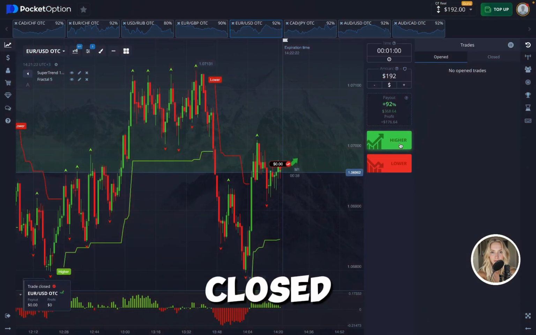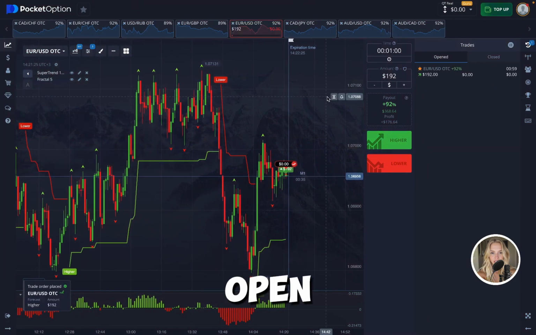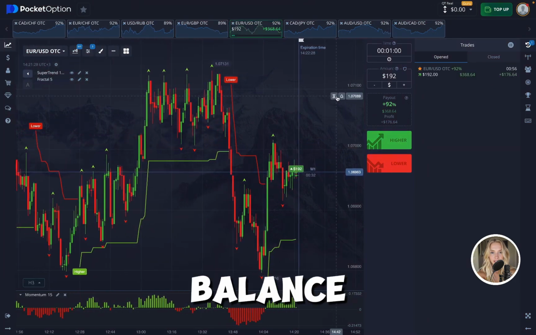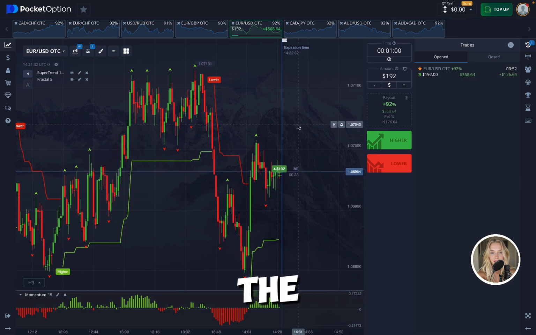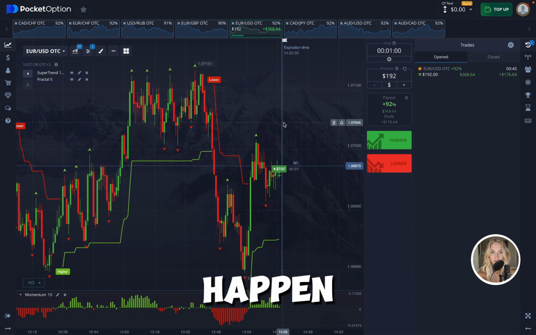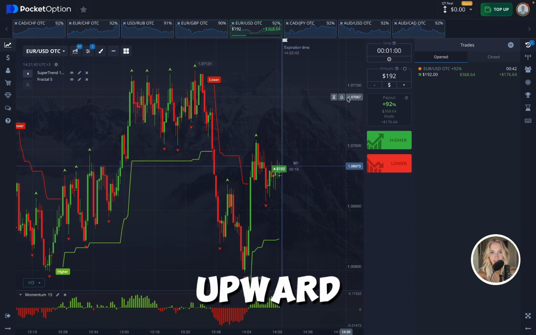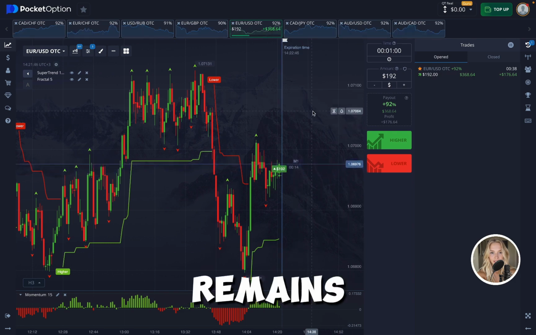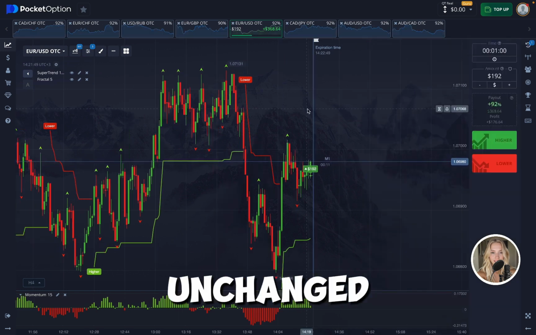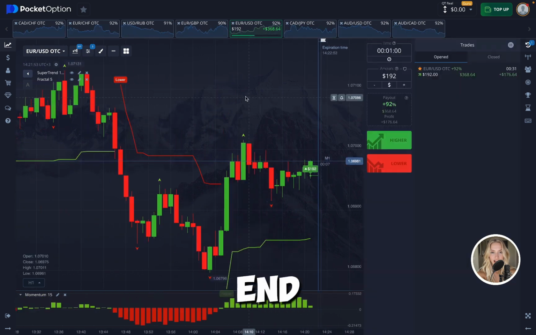And the deal is closed in the negative. I open an additional deal for the maximum amount of the balance. I was a little unlucky in the first open trade on this currency pair, but I think that the exit should still happen and further dynamics should rush upward. The logic of entry remains absolutely the same, unchanged. So let's just watch the end of this position.